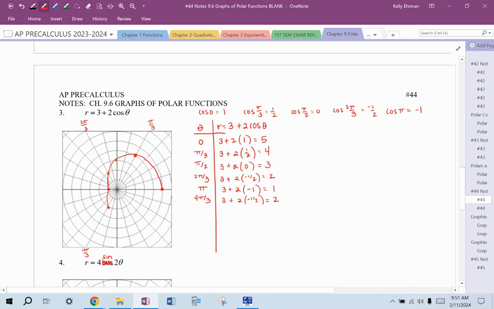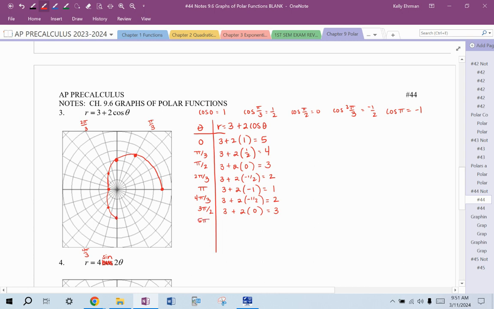Once you realize you're going to get a symmetric graph, you're allowed to use symmetry. Like I know the next point, there was a point at pi over 2, 1, 2, 3. There should be a point at 3 pi over 2, 1, 2, 3 to match that. If you're not confident about the symmetry thing, though, you can always plug in points and say, okay, next one would be 3 pi over 2. That's 3 plus 2 times cosine of 3 pi over 2, which is 0. So that is 3. So face 3 pi over 2, go down 3.